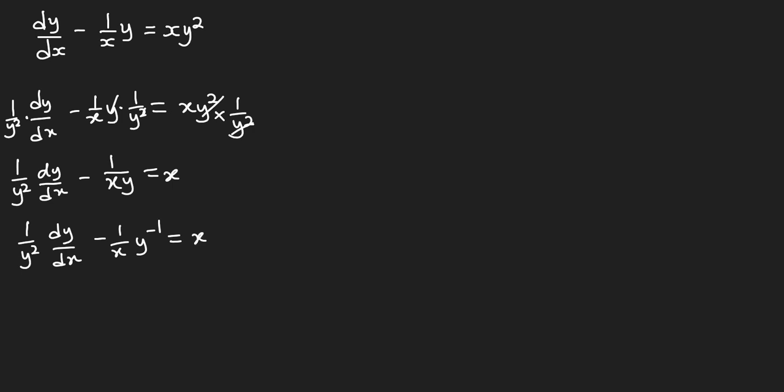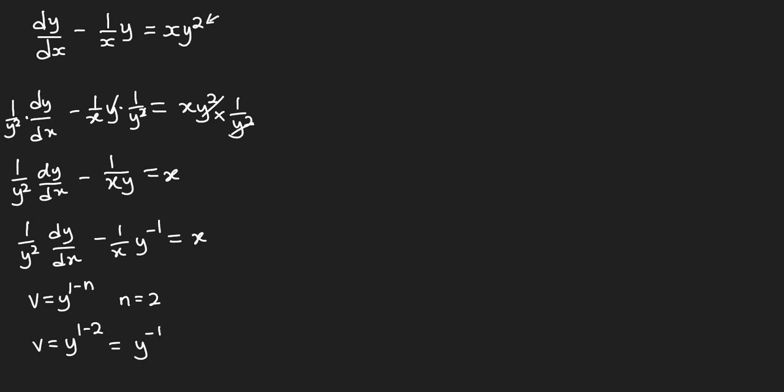At this point, what you are going to do is change the dependent variable from y to v. The v is given as y to the power 1 minus n, and in this case, our n is the 2, that is the power of the y. So I'm going to have v equal to y to the power 1 minus n, which is 2. So this will give us v to be y to the power minus 1.